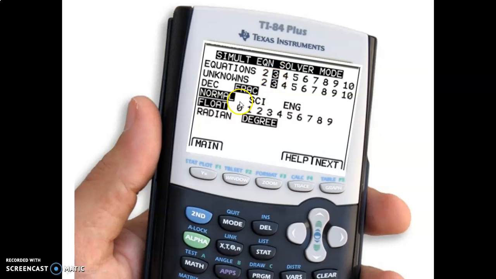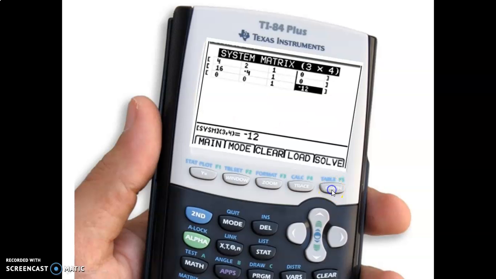Once you've set that, don't worry about everything else here, you're going to press next. Next is above the graph button, so you're going to press graph to get to the next screen. So press graph, and it should bring you to a matrix. So now in this matrix, it's going to ask you to enter in the coefficients, right?